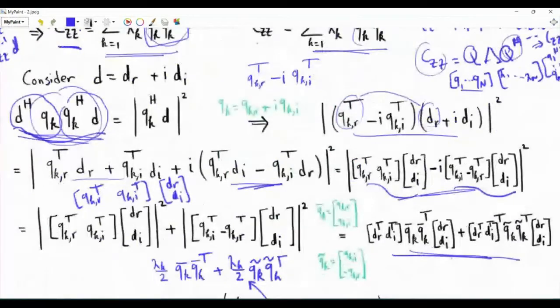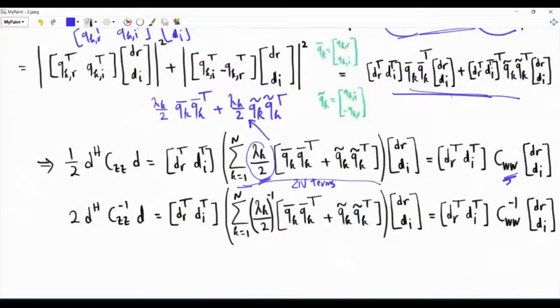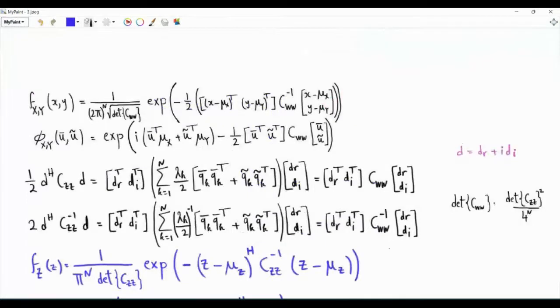Now, if we use this result regarding D Hermitian QK Hermitian D and use it here after multiplying by 2, then we have the summation, and now we will have lambda k over 2 inverse and the eigenvectors. So this summation effectively is a sum with two n terms over the eigenvalues of the inverse of CWW. This is CWW inverse, expressed using its eigenvalues and the associated eigenvectors. Now we have everything needed so that we write down the PDF and CF using Z and its statistics.